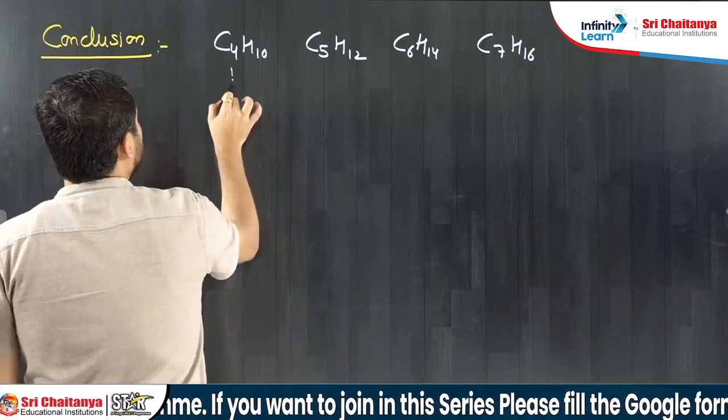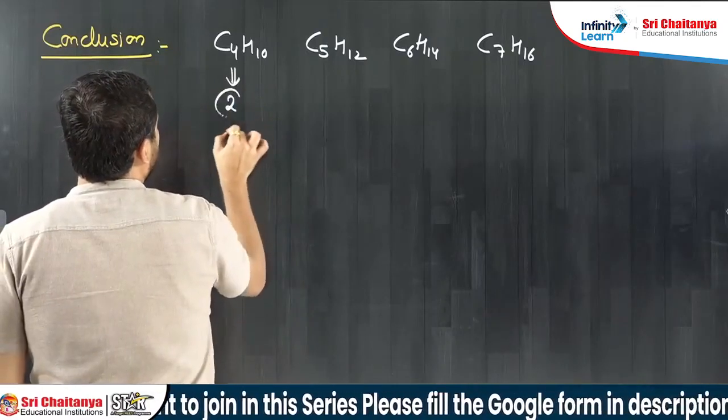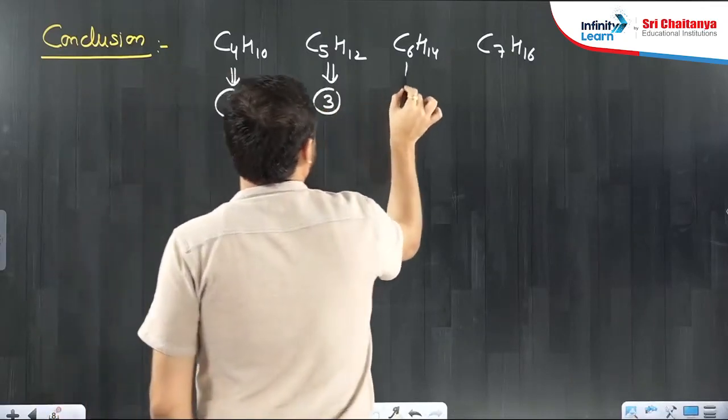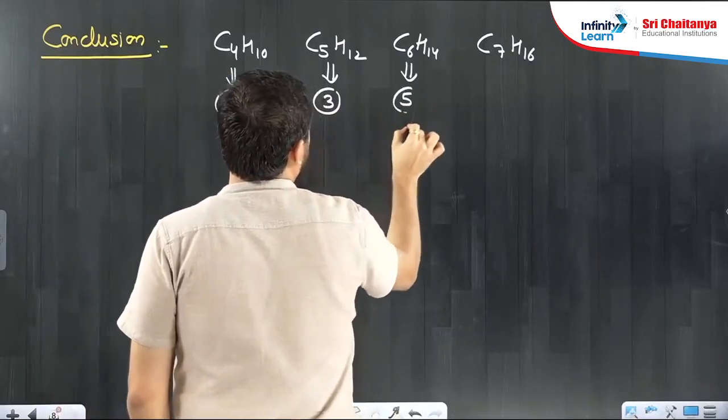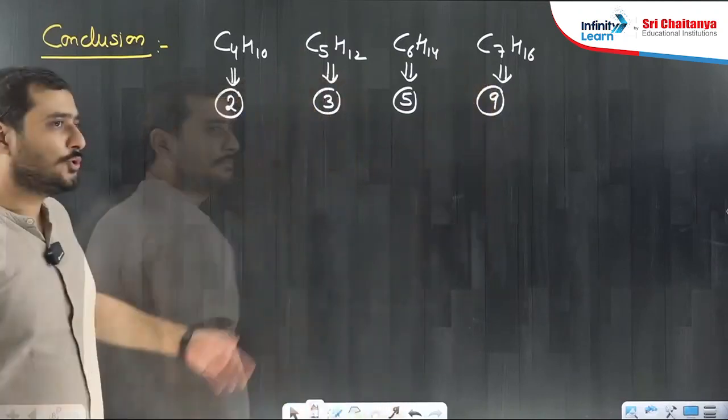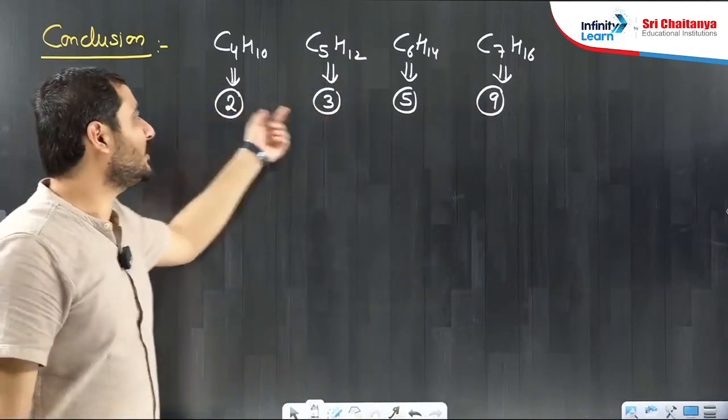How many isomers for C4H10? 2 isomers. For C5H12, how many isomers? 3. C6H14, how many isomers? 5. For C7H16, how many isomers? 9. So you can remember this sequence 2, 3, 5, 9.